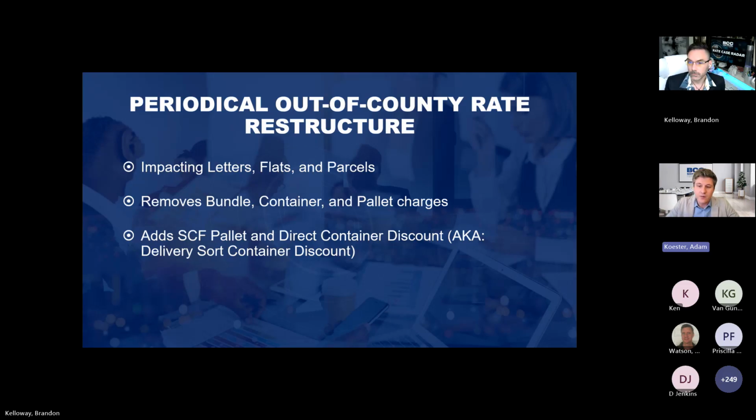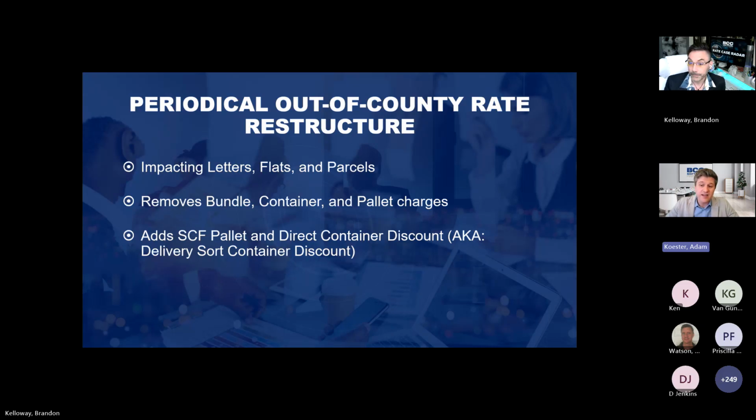For example, one of the major things that will now be in periodical mail that wasn't there before is the SCF pallet discount, which again is in first class and marketing mail, and the direct container discount or the delivery sort container discount, depending on which form you're looking at. Those mean that if you're making a pallet that is at the SCF level or better, you're going to get a discount for every piece on that pallet. And if you're making something that could be cross-docked from the facility where it's entered all the way down to the DDU and nothing has to stop and process that container on the way, you'll get the direct container discount as well.